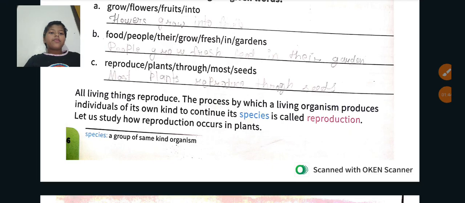All living things reproduce. The process by which a living organism produces individuals of its own kind to continue its species is called reproduction. Let us study how reproduction occurs in plants. All living beings on the earth, whether humans, plants or animals, need to produce other individuals of their own kind so that their species continues, and this whole process is called reproduction.